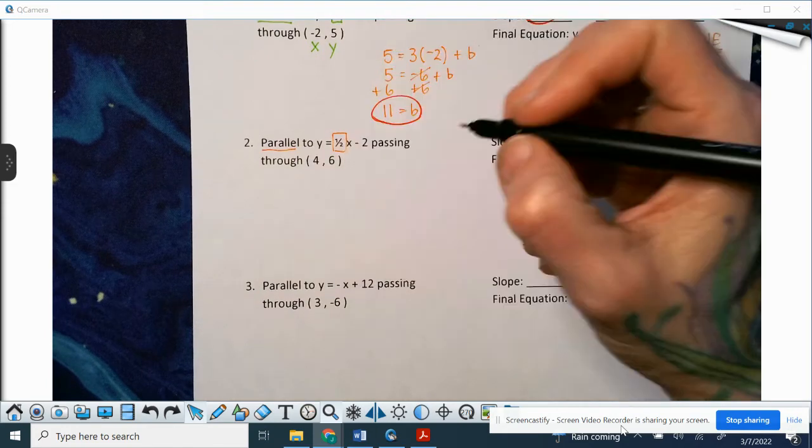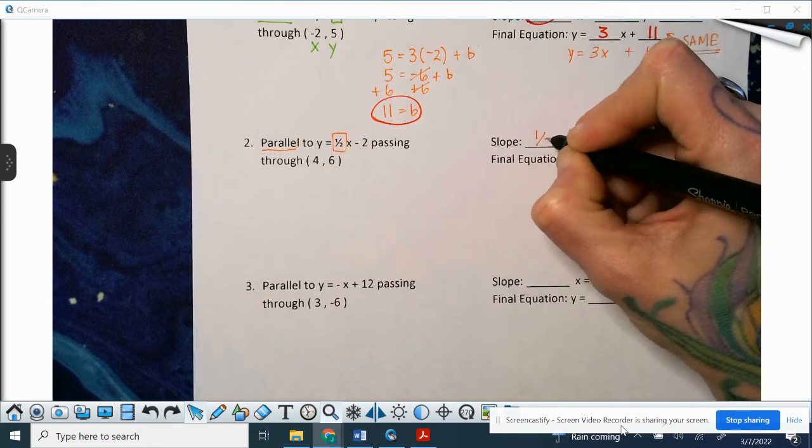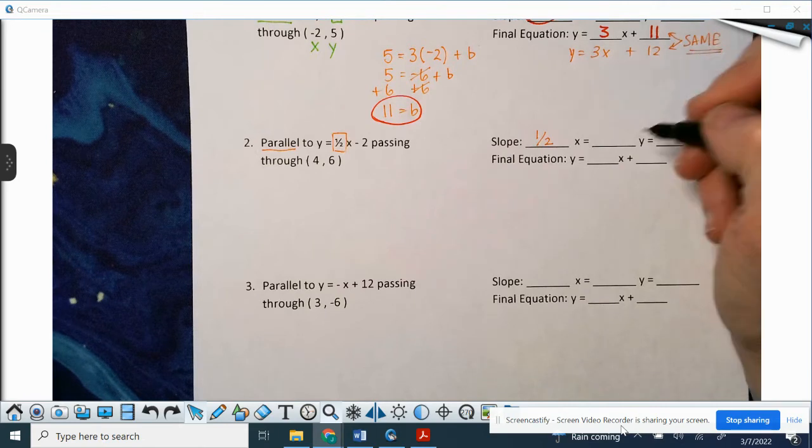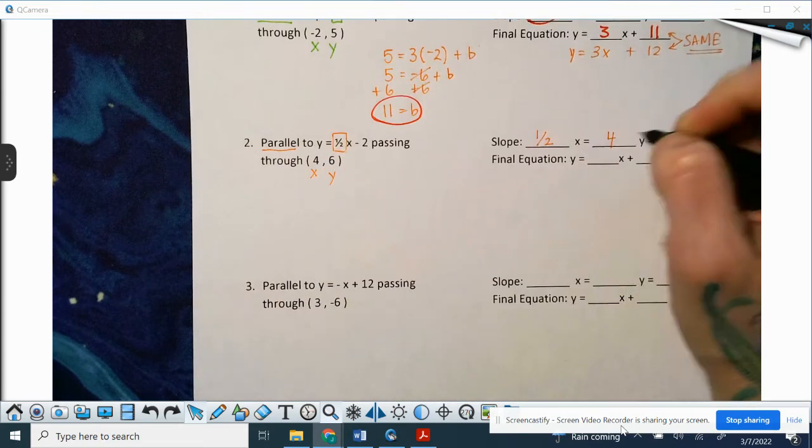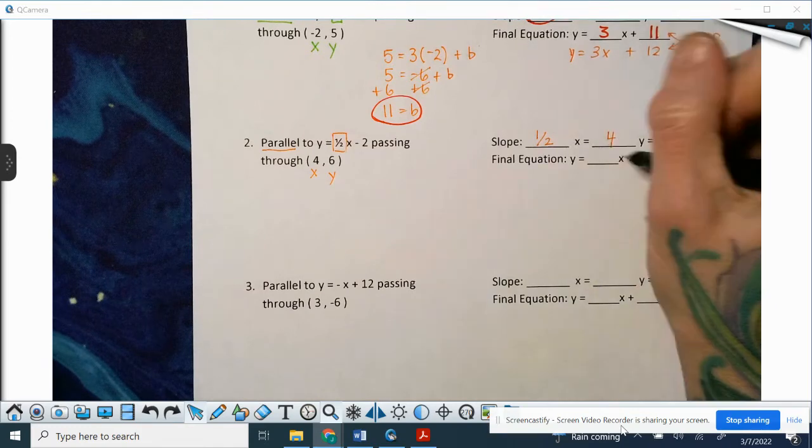So this is my slope. The slope of my new line is going to be 1/2. I need an x and a y. So I have x and y: my x is 4, y is 6. So we're going to solve it.